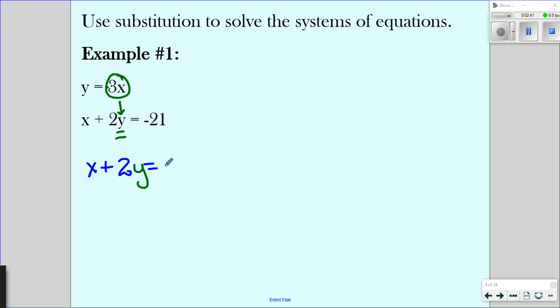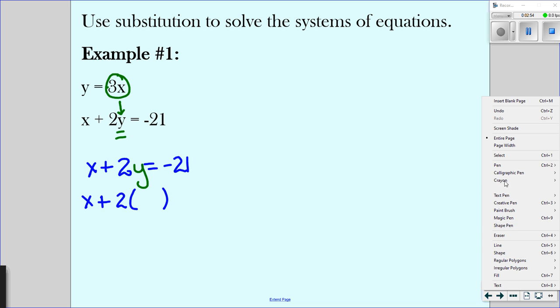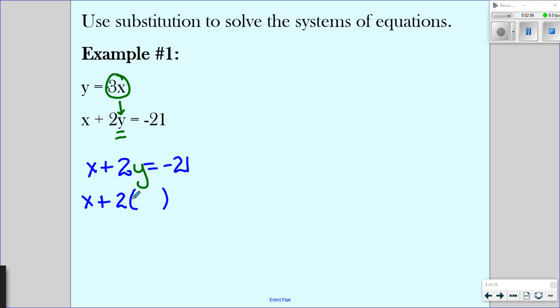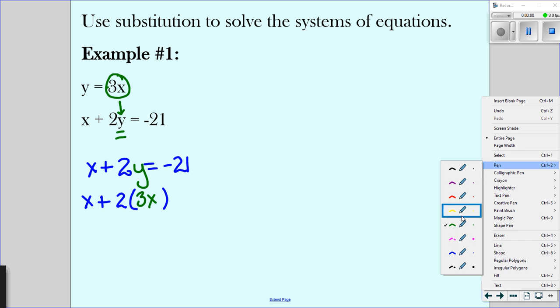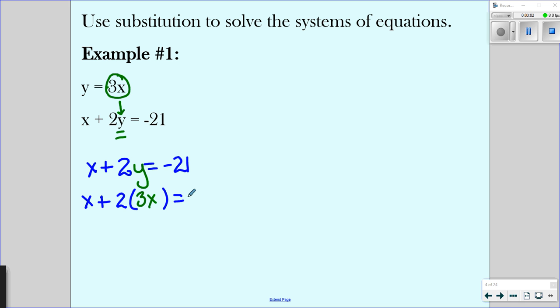and equals negative 21. And then I'm going to have x plus 2, and up here this is y equals 3x, so I'm going to put 3x in for y, and I'm going to use green, so we are consistent, and you can understand where it's coming from. And it's equal to negative 21.